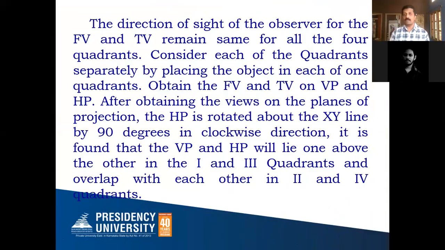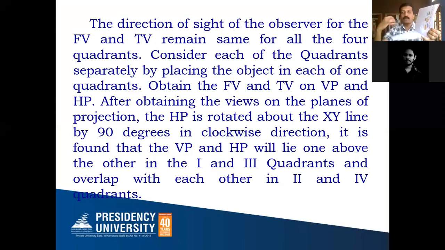So the first quadrant is this, correct? So this is the first quadrant. The observer is here. So it is some distance above HP and in front of VP. We can call it a first quadrant, correct? Now I need to draw the projection for this object which is placed in the first quadrant. It is assumed that it is 20 millimeter above HP and 50 millimeter in front of VP. The object is here, in the first quadrant.